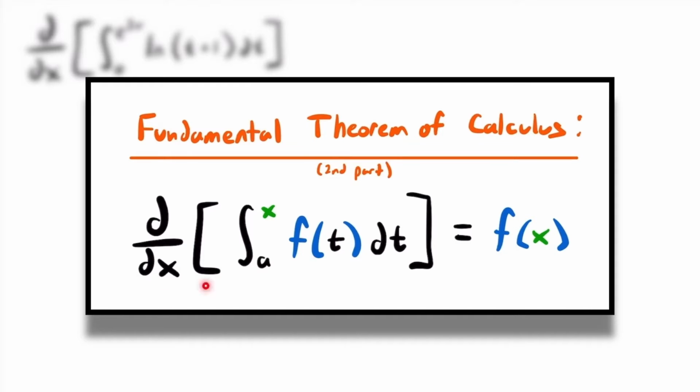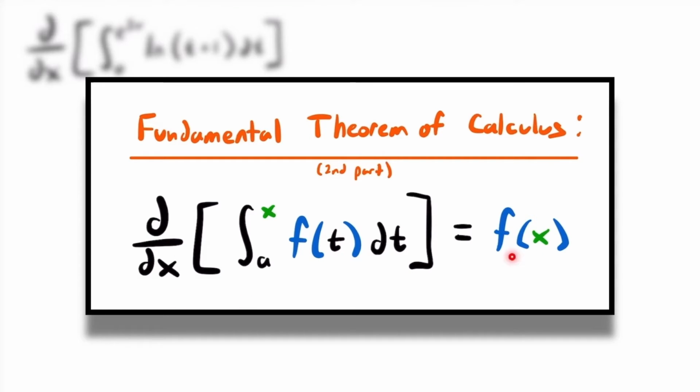All right, this is the definition of what we usually refer to as the second part of the fundamental theorem of calculus. If you're taking the derivative of a definite integral from a constant to x of a function in terms of t that is being integrated with respect to t, the result is that function but evaluated at x.